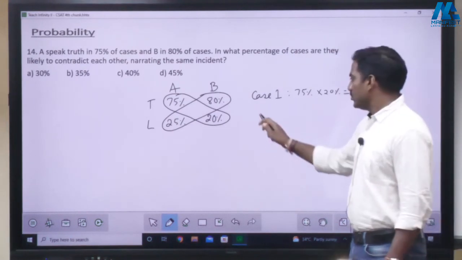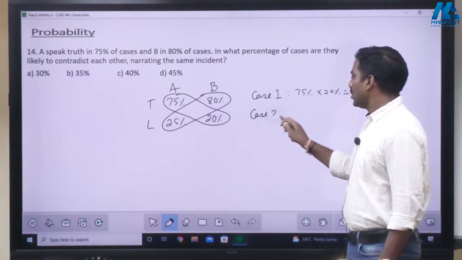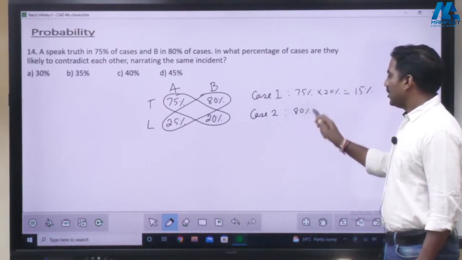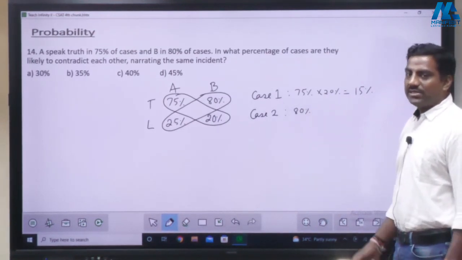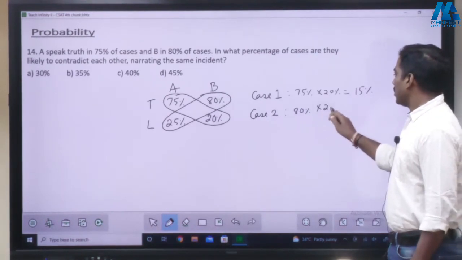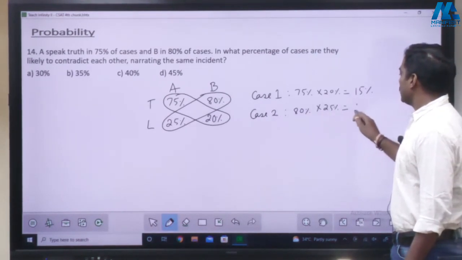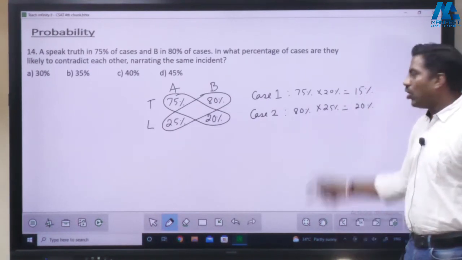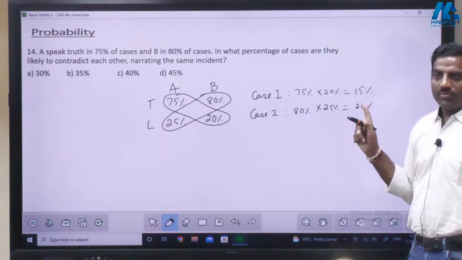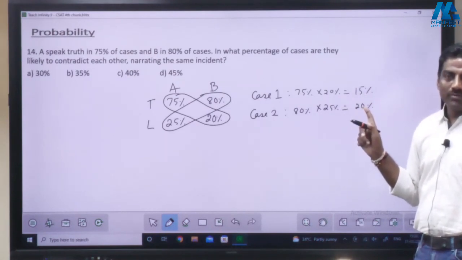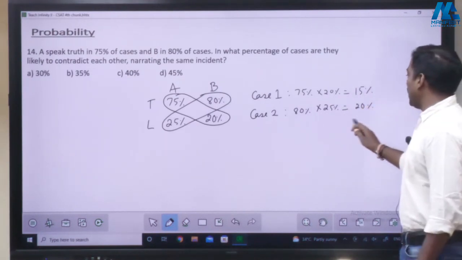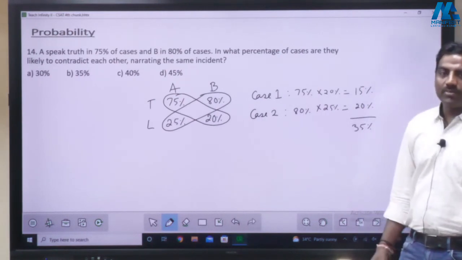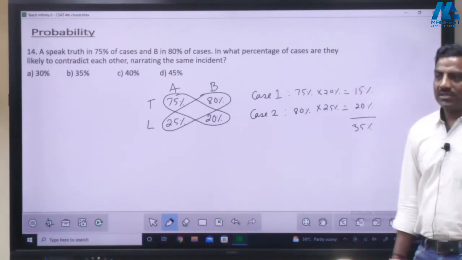What about case 2? B speaks truth 80% and A lies. That is 25%. So total is 80% of 25%. I don't know how you do it. I'm not going to teach you now. I have already taught you. Okay. So total contradicting probability is 35%. Contradicting probability is 35%. Yes.